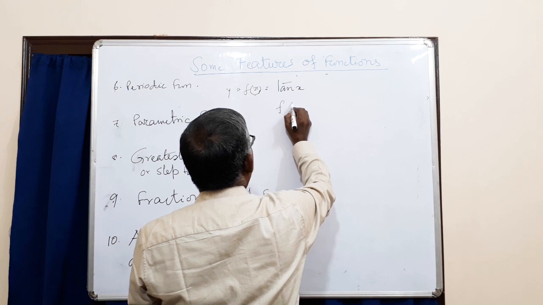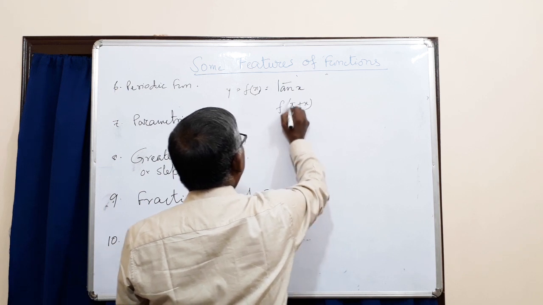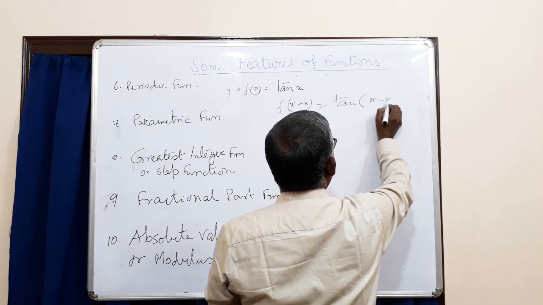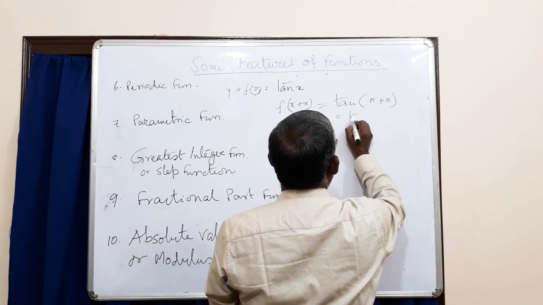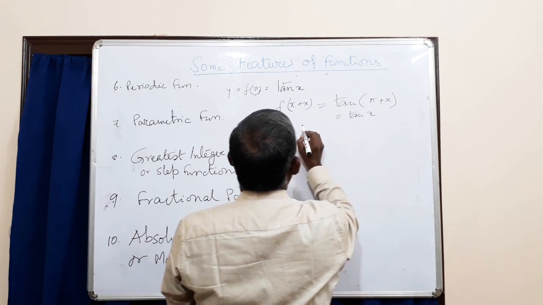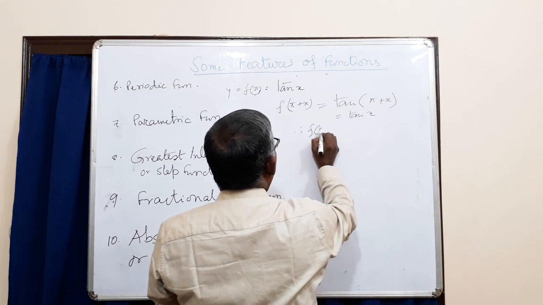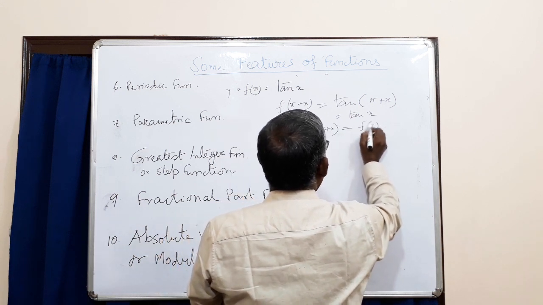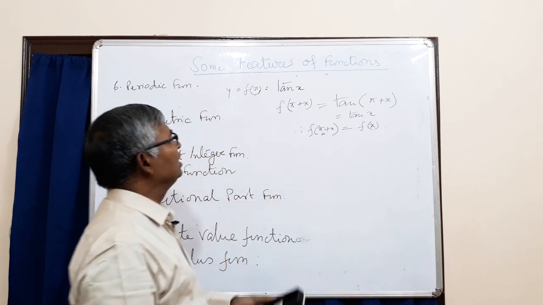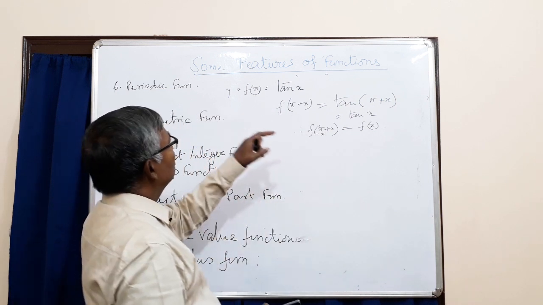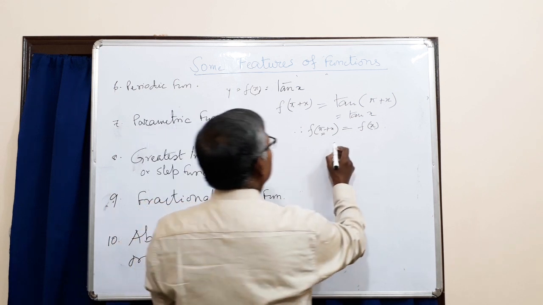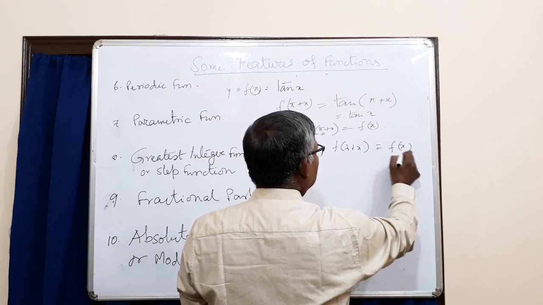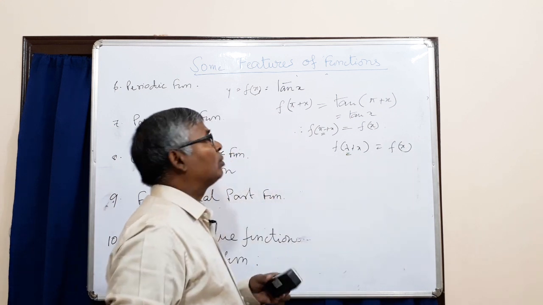If you take f of pi plus x, what do you get? Tan of pi plus x equals tan x. So f of pi plus x equals f x. Here pi is called the period. So you see, whenever f of lambda plus x equals f x, this lambda is called the period of the function.